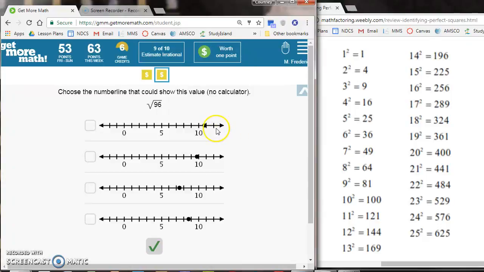Our first number line, we are almost 11. Our second number line, we're almost 10, but let's just double check with the others to be sure. Our third number line has us somewhere between 7 and 8, which is not correct. And then our last number line has us a little bit smaller than 9. So it is definitely that second number line.